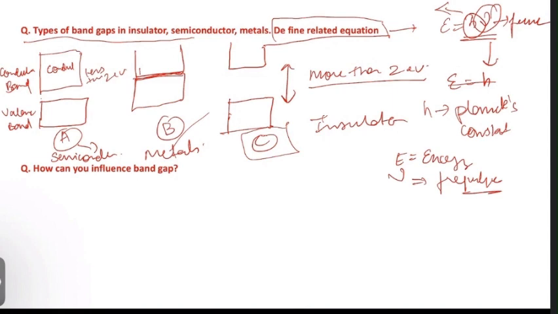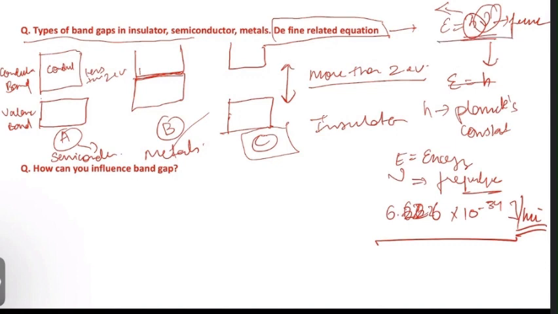Do you want me to express it in joule per hertz? Yes, in joule you can tell. It's around 6.626 into 10 raised to power minus 34 joule per hertz, or joule per second. That's the value of Planck constant. This equation we will use in the upcoming numericals.